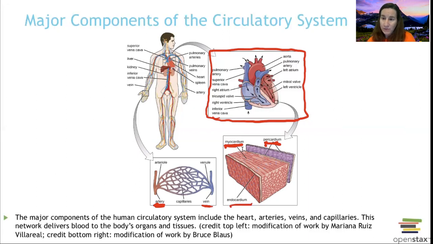But flow away from the heart is always an artery. Going back to the heart is always a vein. And in between are the teeny tiny capillaries.